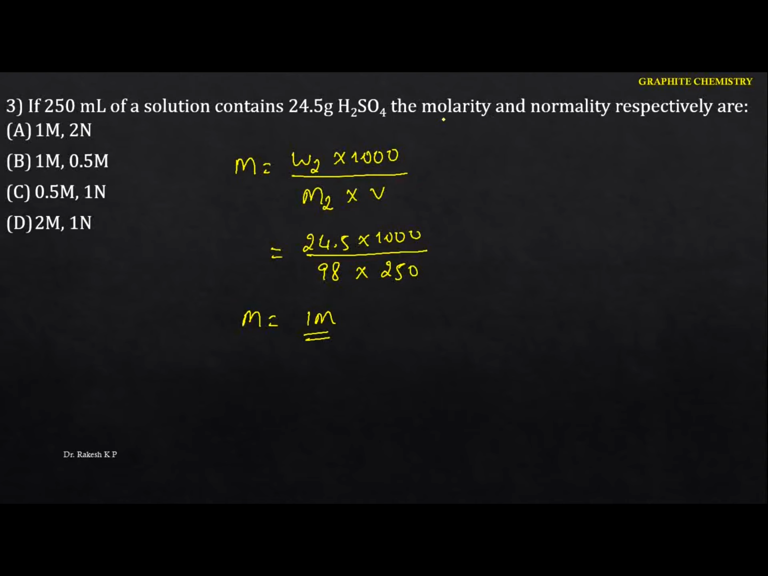But what you have to calculate, we got the molarity, but the normality and the molarity equation. The normality is equal to molarity into, if it is an acid, we have to take the basicity. The basicity of the sulfuric acid is 2 because it is a dibasic acid. So normality is equal to the molarity value we got, that is 1, times the basicity 2. Hence the normality becomes 2 normal. Hence in this case the molarity is 1, normality is 2. Hence the option is A.